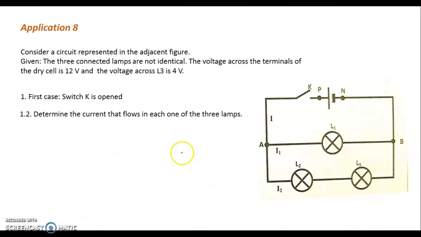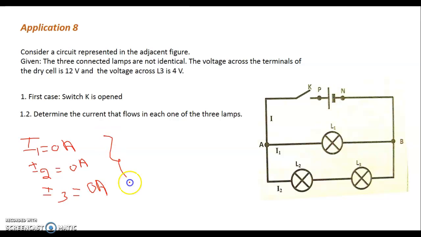Now determine the current that flows in each one of the three lamps. We just mentioned it. I1 equals 0 amps. I2 is 0 amps, or 0 milliampere, it doesn't differ in this case. I3 is equal to 0 amp. Okay, why? Again, because of the open circuit. The main switch that is in series with the battery is open, so it takes control of the functioning of the whole lamps.